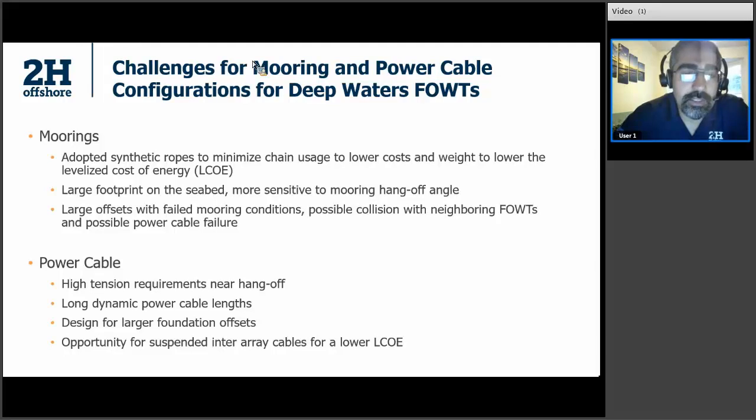In addition to those challenges, in deep water there are also opportunities, especially for the power cable. In deep water, there's an opportunity to suspend power cables between the neighboring floating foundations, which you cannot do in shallow water. We are going to explore all of those in a few minutes.